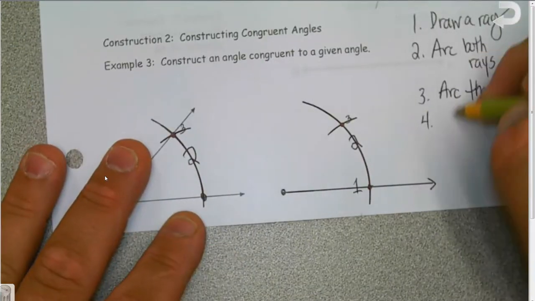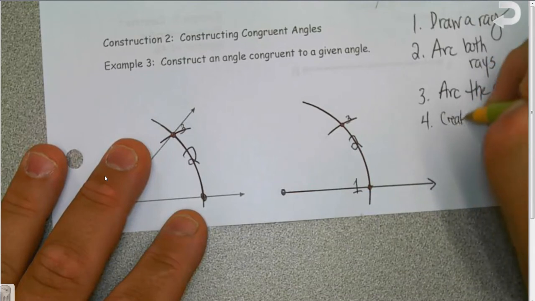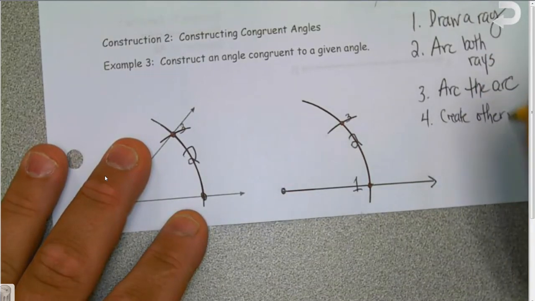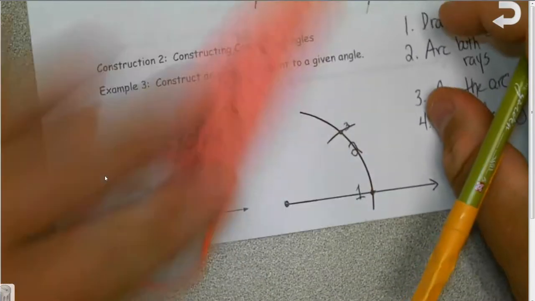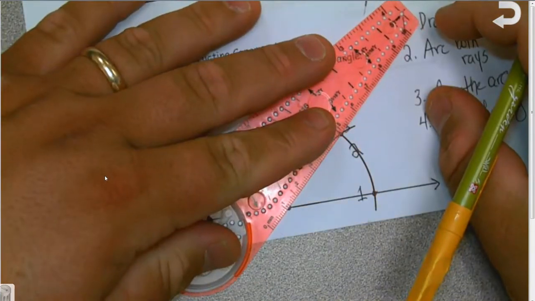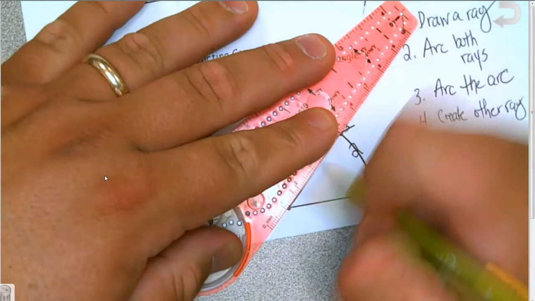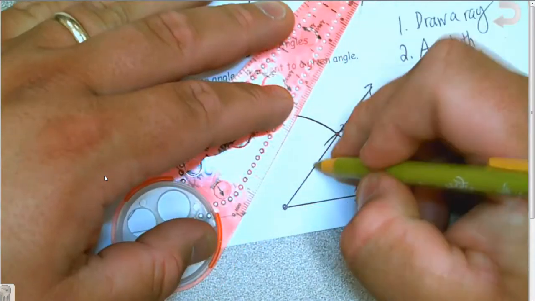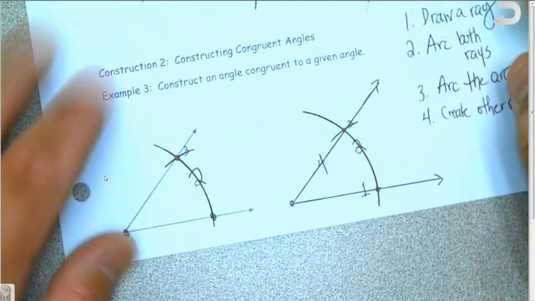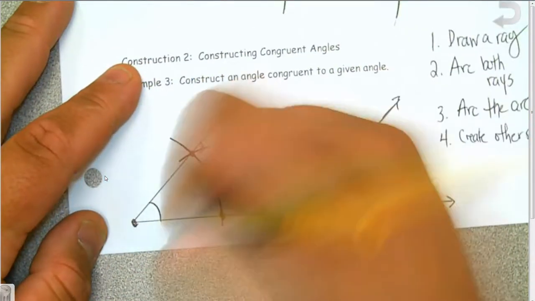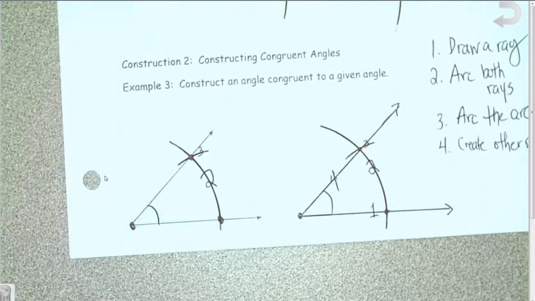And then lastly, we just create the other ray. We do that using our straight edge. We connect the 2 dots. And so this is the fourth thing that we did. And so now this angle is congruent to that angle.